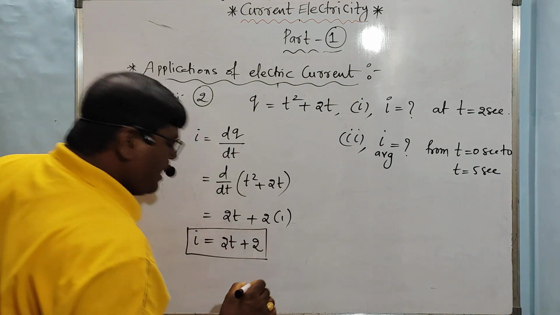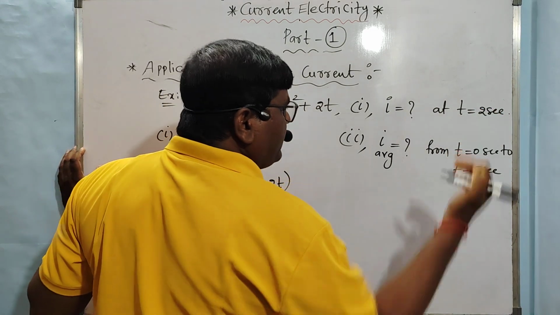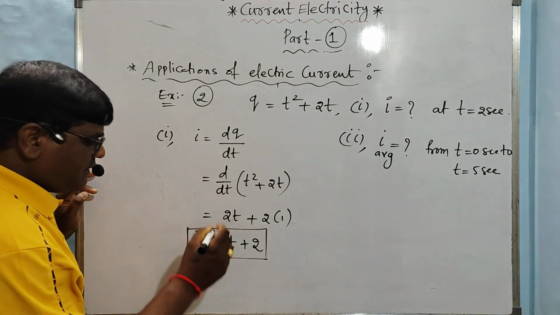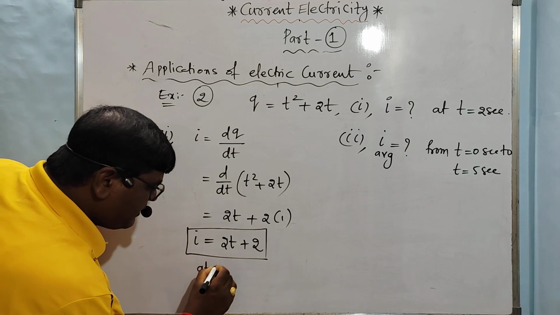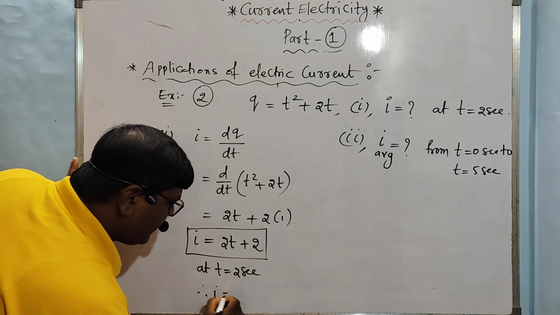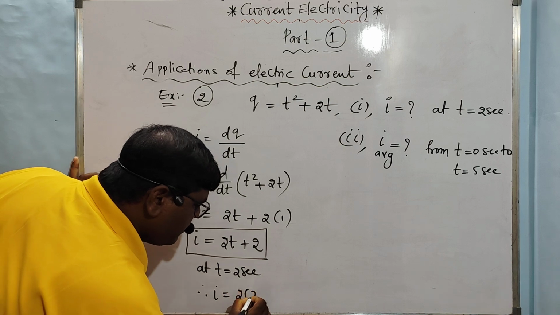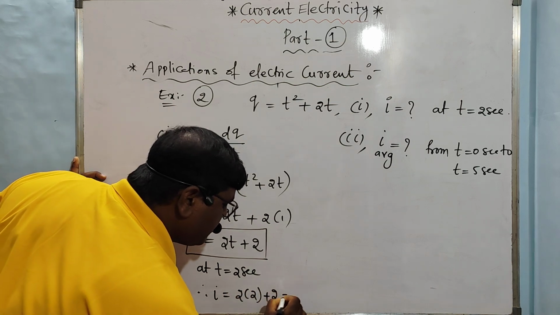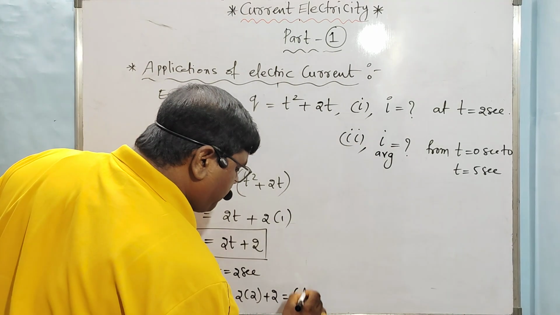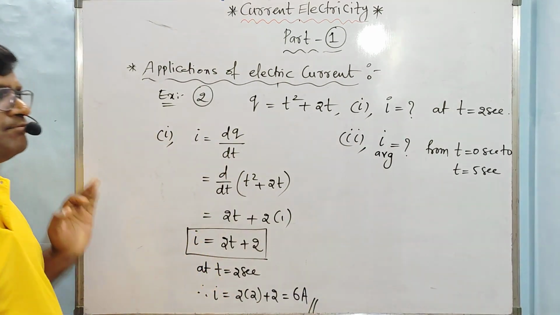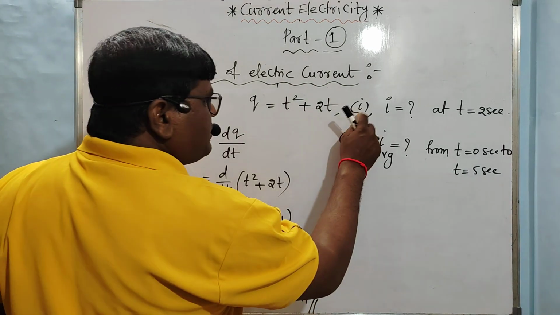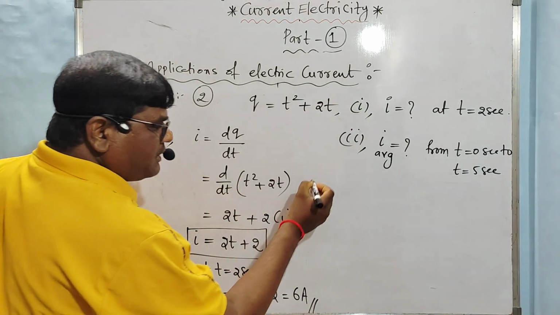Current is like this. But at what time is it asking the current? At time t is equal to 2 seconds. If you substitute t is equal to 2 seconds, then current I is equal to 2 into 2 plus 2. That is 4 plus 2, nothing but 6 amperes of current is passing. This is the solution for question number 1.